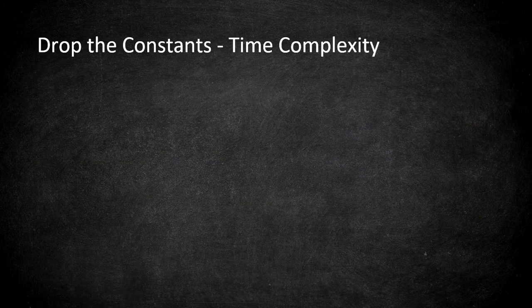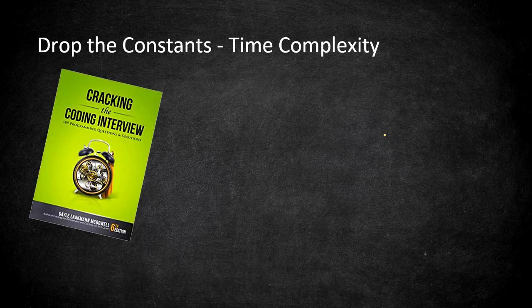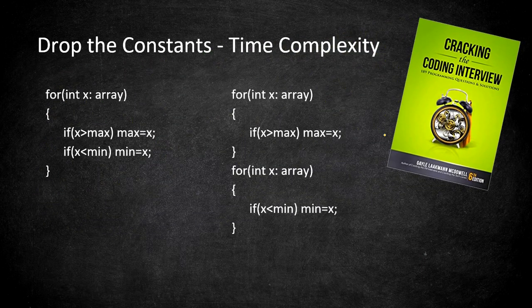So the first rule we are going to see is drop the constants. I have taken a few examples from the Cracking the Coding Interview book. Let's see our first example, which is going to calculate the maximum and the minimum element from a given array. Both code snippets are going to do the same job and return the same value.